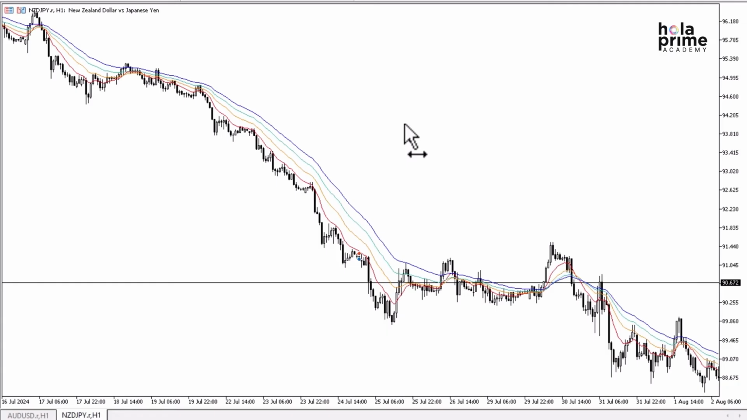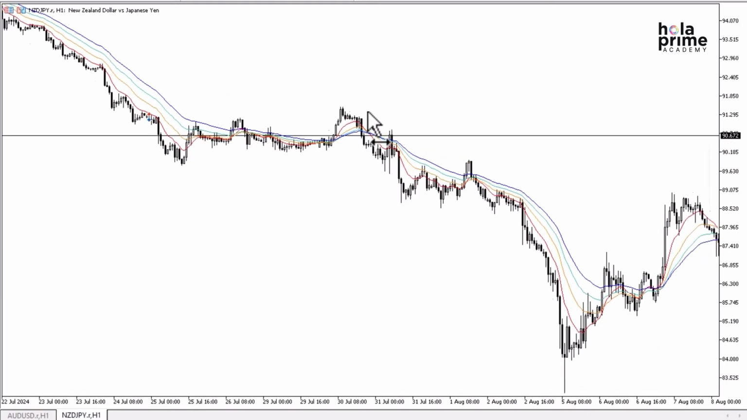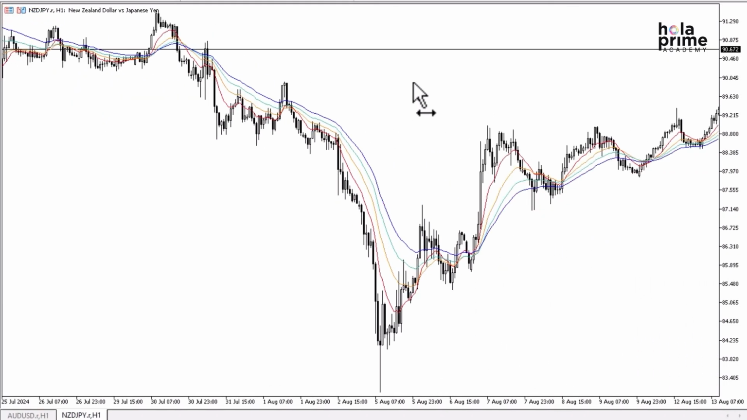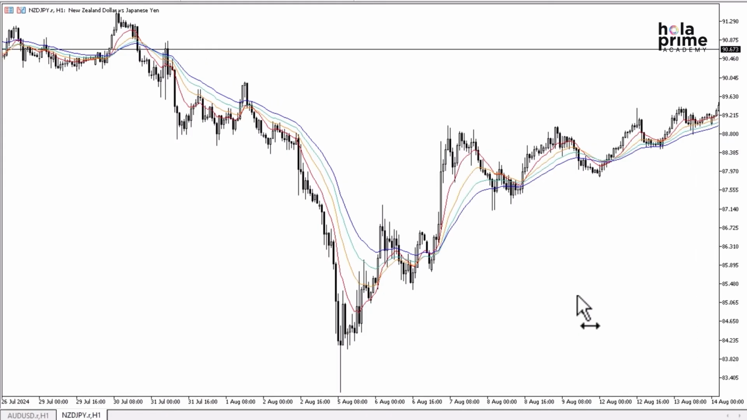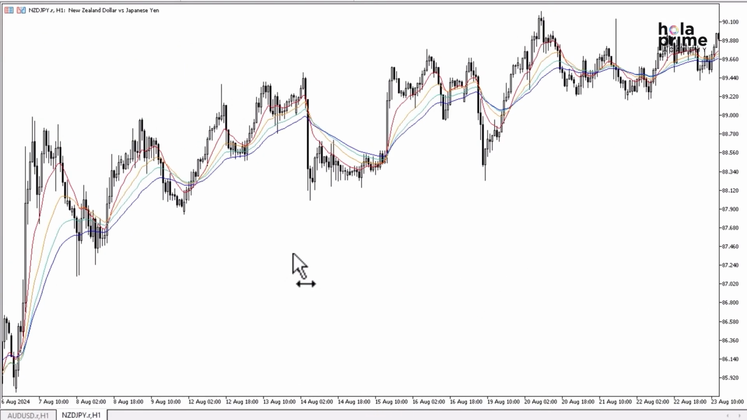The fact that you have 4 moving averages means that things have to line up a little bit better than they do when you get a simple moving average crossover system. So it does keep some of the false signals back.